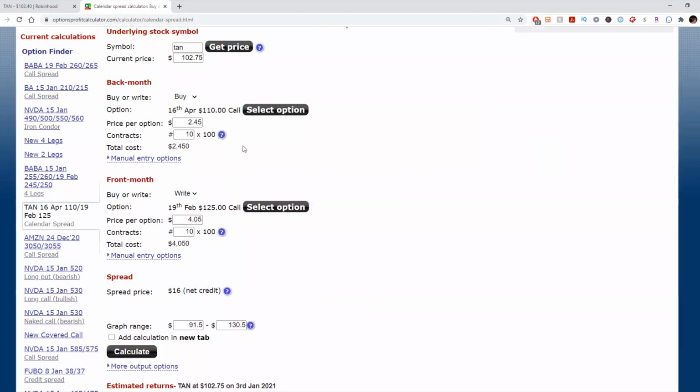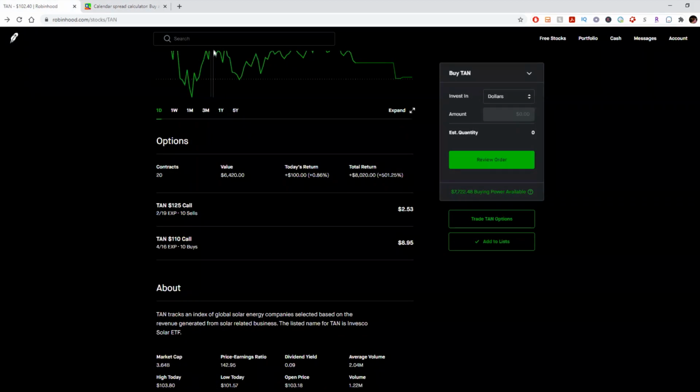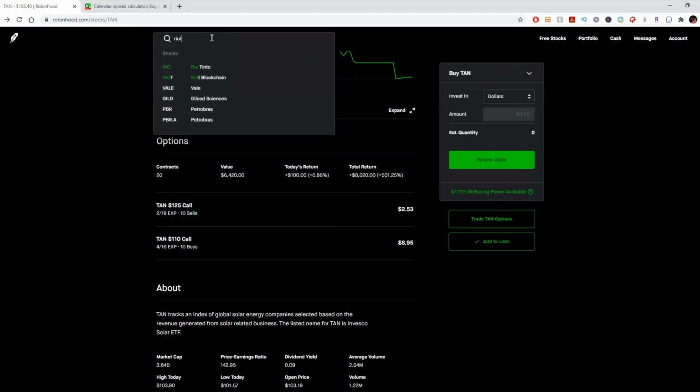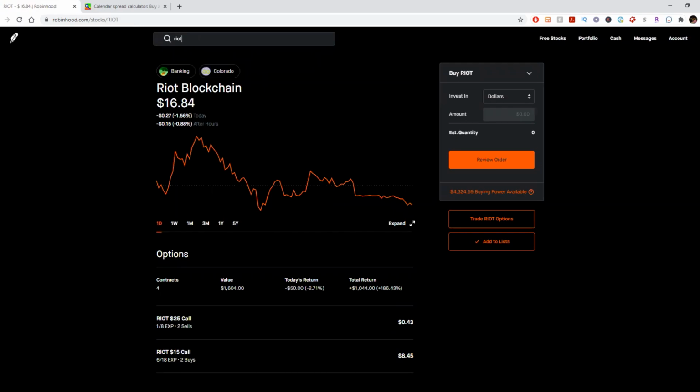I don't buy the long call and sell the short call right away. I actually wait for it to appreciate, and then I sell calls against it, okay? To give you another example, just to solidify the concept here, we have Riot Blockchain with Bitcoin going crazy. Riot Blockchain has been going really well with it because it's a Bitcoin mining stock.